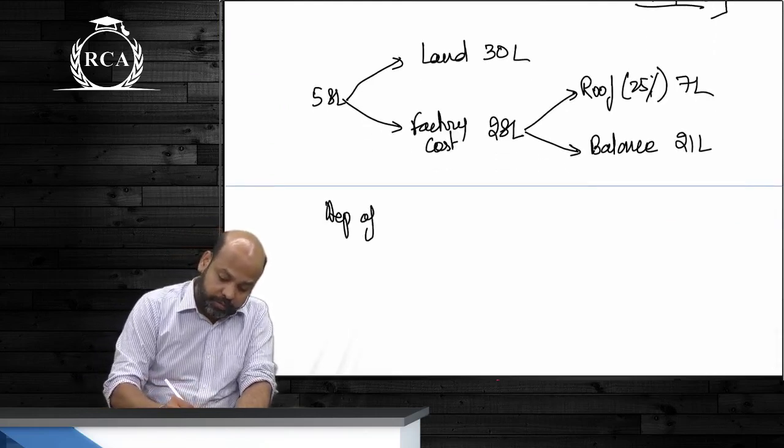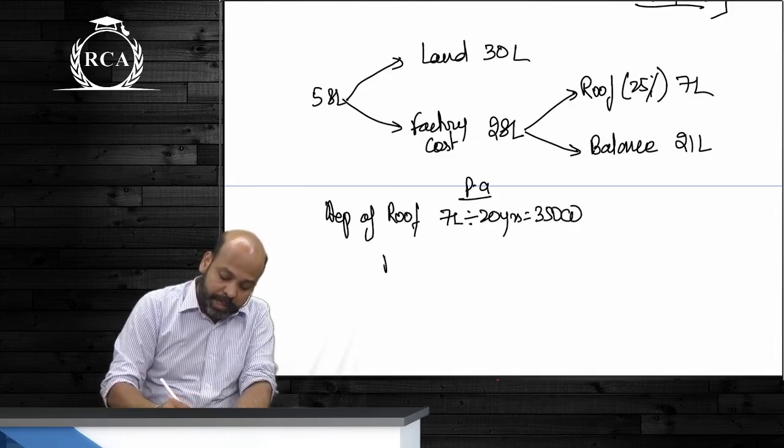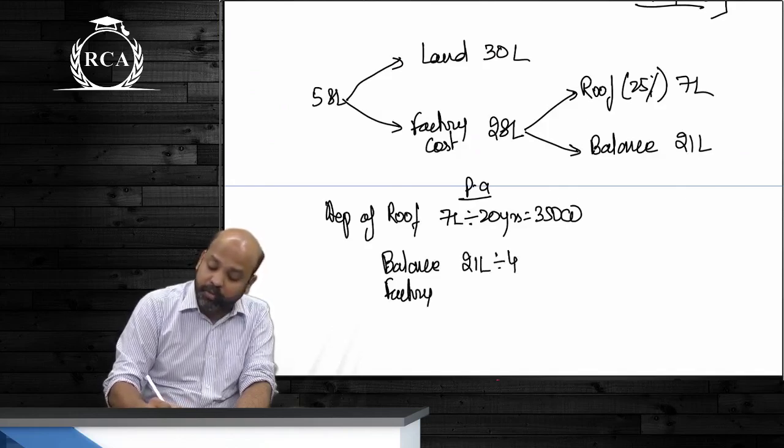Depreciation of roof per annum: 7 lakhs divided by life. How much is the life? 20 years. For the balance, beta, the factory, how much is the depreciation life? 40 years. 21 lakhs divided by 40 years.